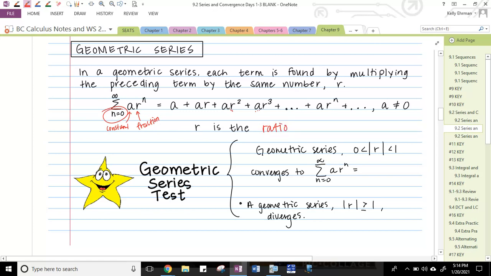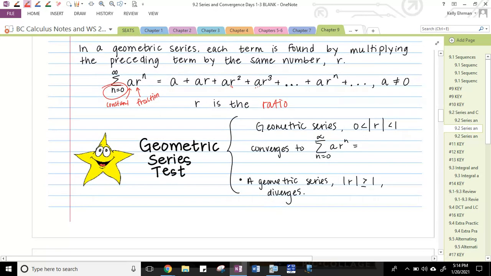In a geometric series, if the absolute value of r is between 0 and 1, and I say absolute value because r could be negative, it could be an alternating series, but as long as that's a fraction between 0 and 1, then the series converges, and we know what it converges to. It has a nice little formula. It converges to a over 1 minus r.